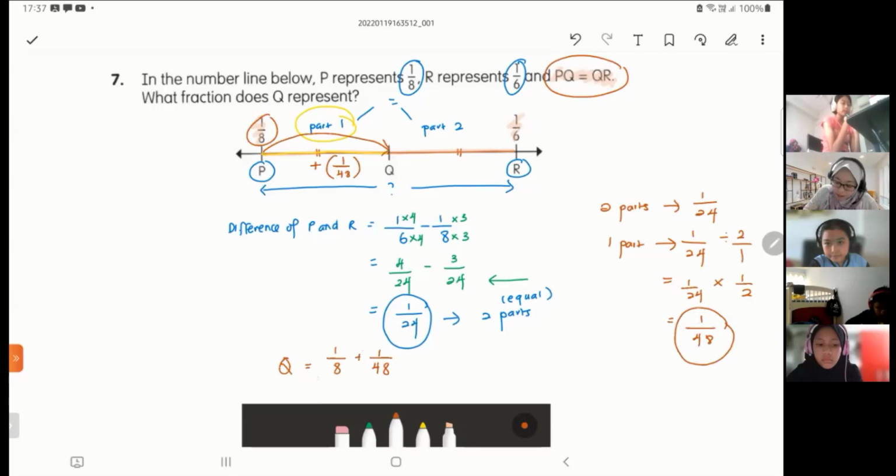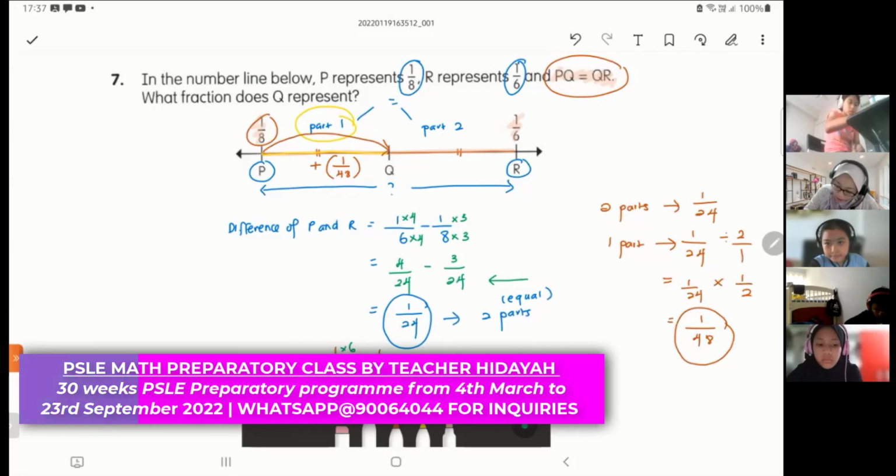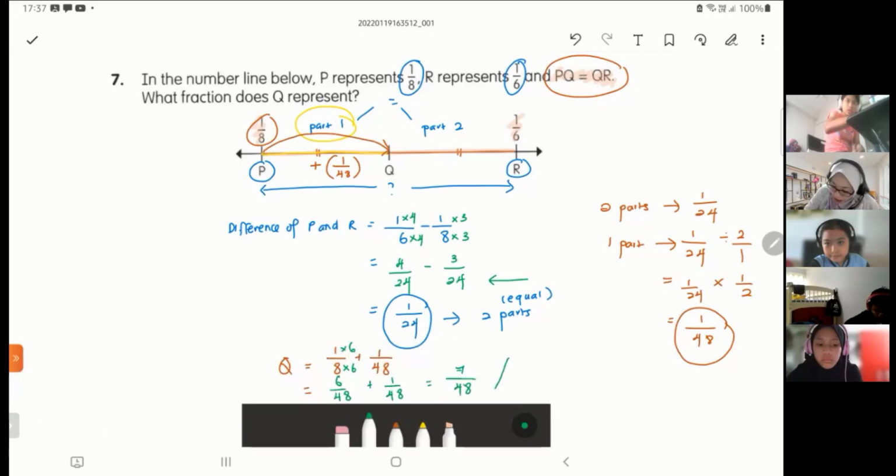Okay, can I just plus like that? No, the denominator is not the same. So times 6, times 6. 6 over 48 plus 1 over 48. I put it sideways, no space. Equals 7 out of 48. Answer.